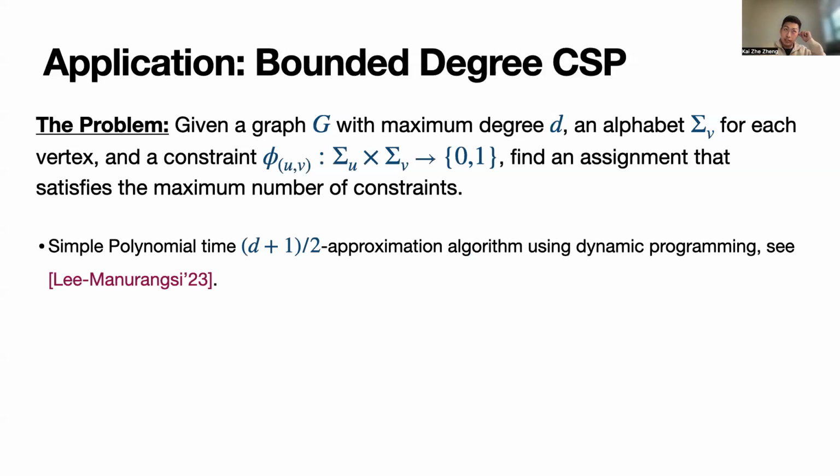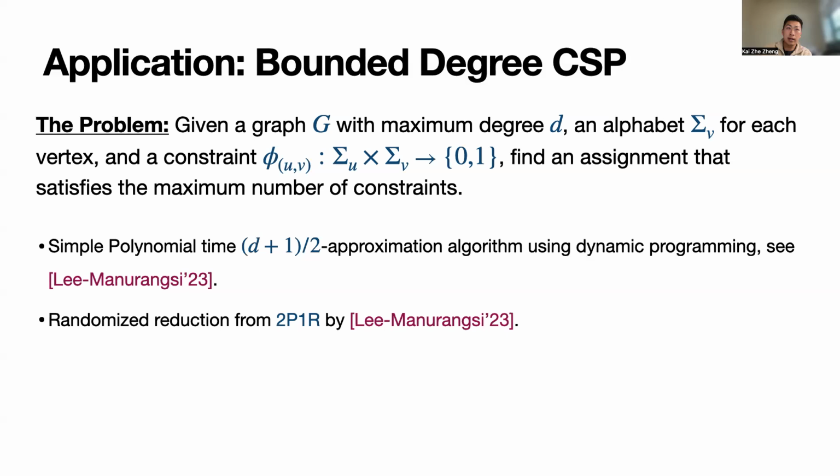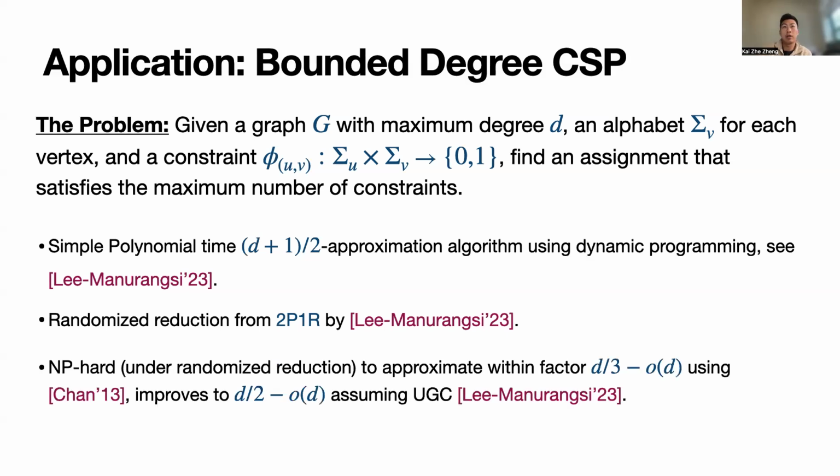So there is a simple (d+1)/2 approximation algorithm that uses dynamic programming, as well as a randomized reduction from 2-prover 1-round games. So if you apply Chan's result, then you get hardness with a factor of nearly d over 3.